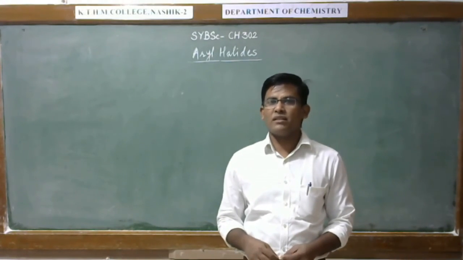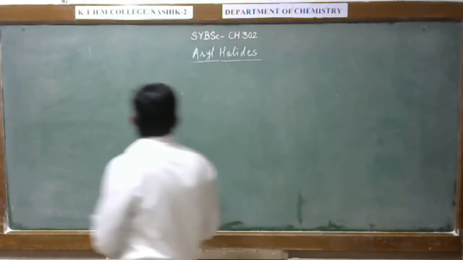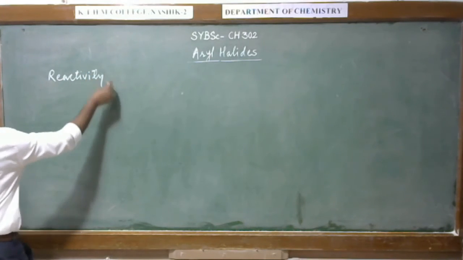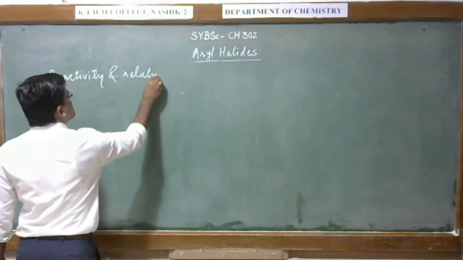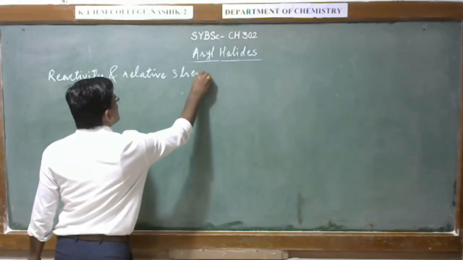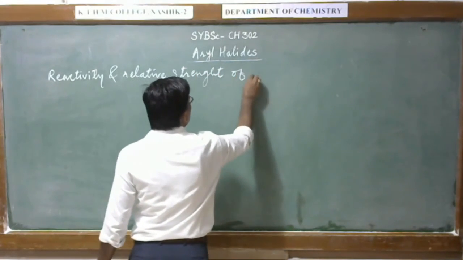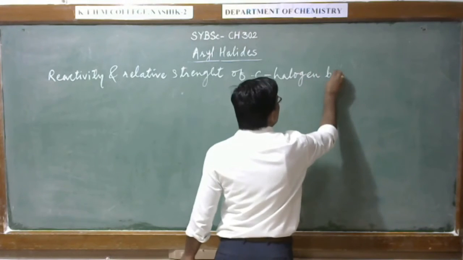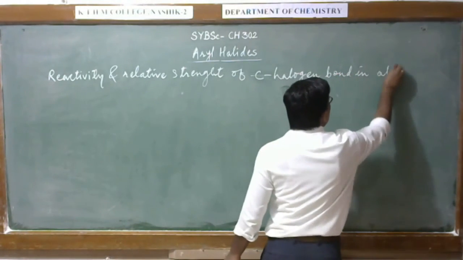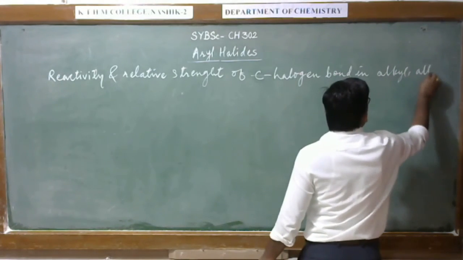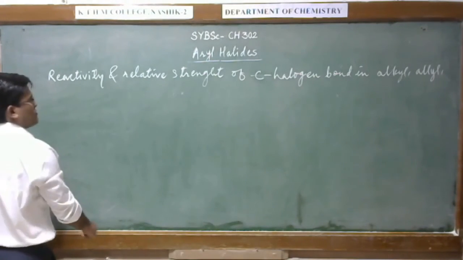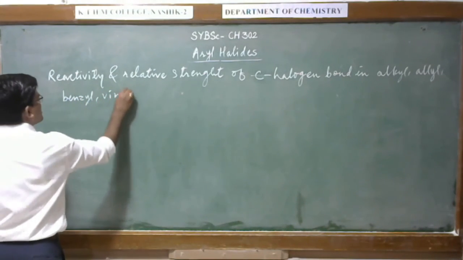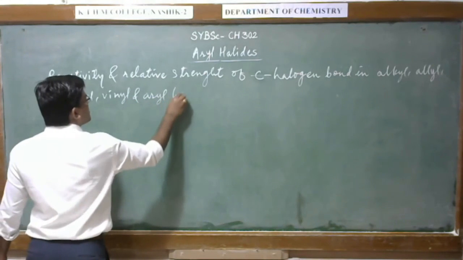Okay. Now let us move to the other topic, that is reactivity and relative strength of the C-halogen bond in alkyl, allyl, vinyl and aryl halides. Alright. So reactivity and relative strength of the C-halogen bond in alkyl, allyl, benzyl, phenyl and aryl halide.